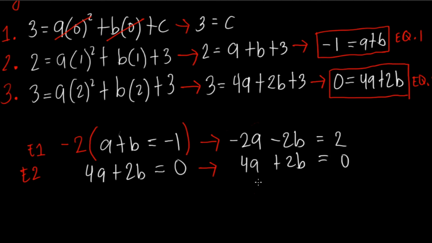Now, pagka ganyan na, ipa-plus nyo. Ayun na. So, negative 2A plus 4A, positive 2A. Negative 2B plus 2B, ayun yung sinasabi ko, magiging 0. Okay? And then, equals 2 plus 0, 2. Gets? Ngayon, ayun yung point. Bakit ginawa nating negative? Kasi kung positive yan, magiging 4B. Hindi niya makaka-cancel. Okay? So, tingnan nyo lang yung mabuti.